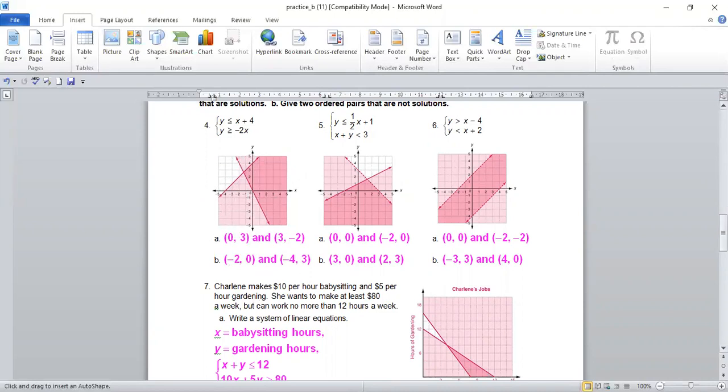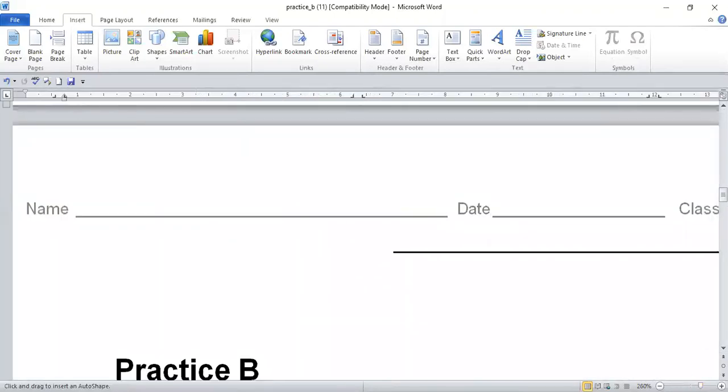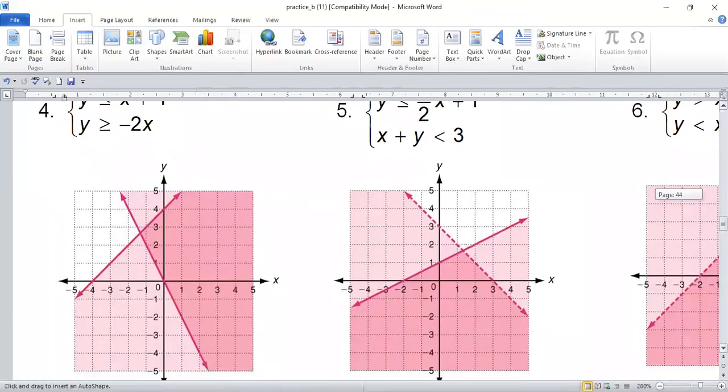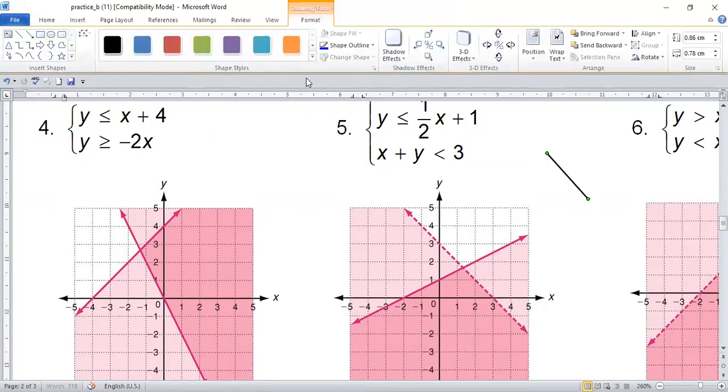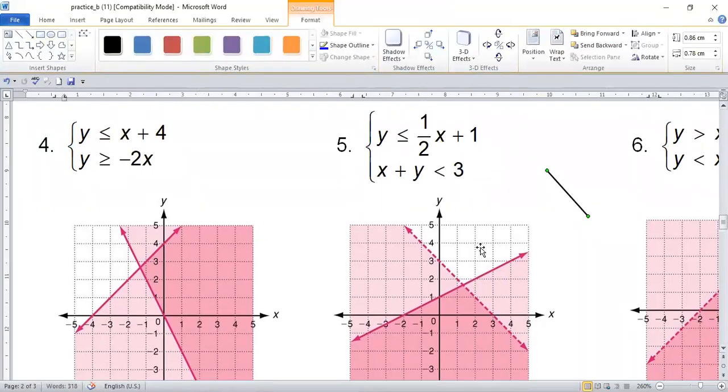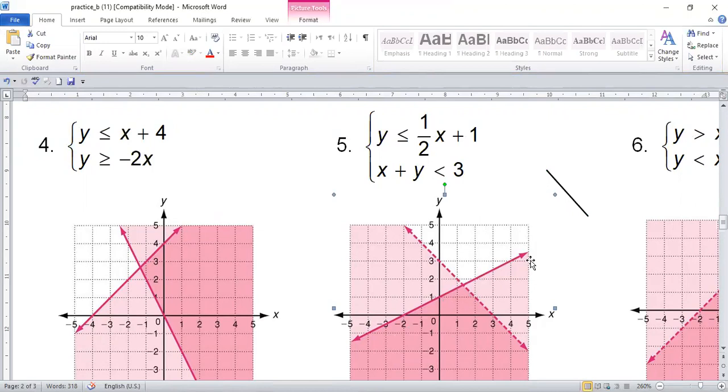Okay, similarly, question number 5, I just zoomed it so that you can see the graph clearly. Here, the slope is going to be 1/2 and the y-intercept is going to be 1. So we start from 1, and then we go 1/2: 1 up, 2 to the right, 1 up, 2 to the right, and we draw the line. This is the line for y is less than or equal to half x plus 1. It's going to be a solid line because it says less or equal to.